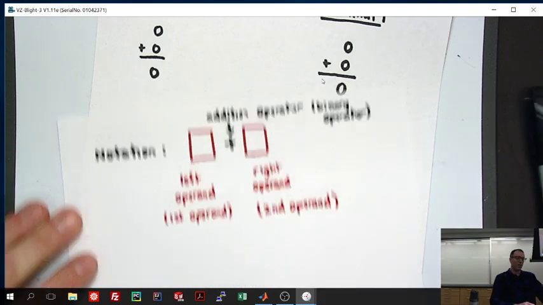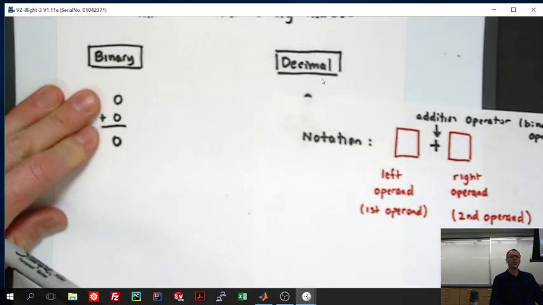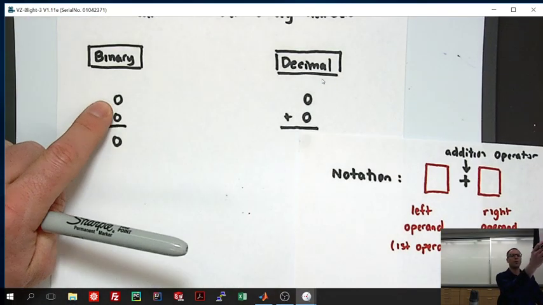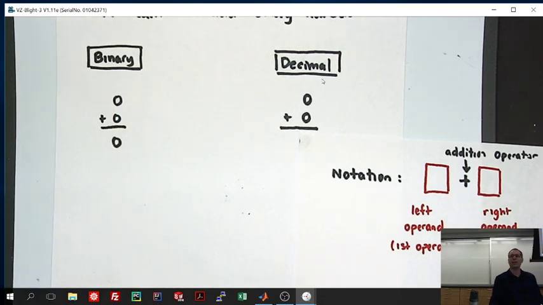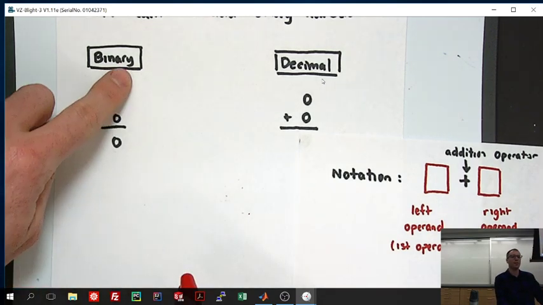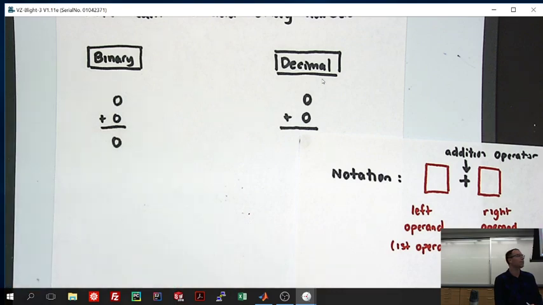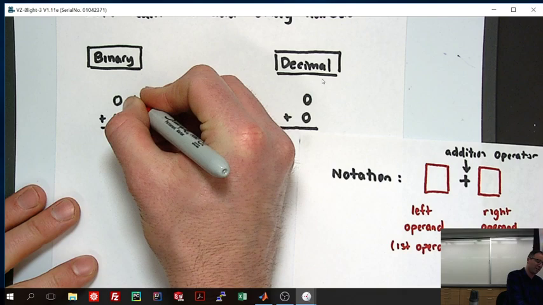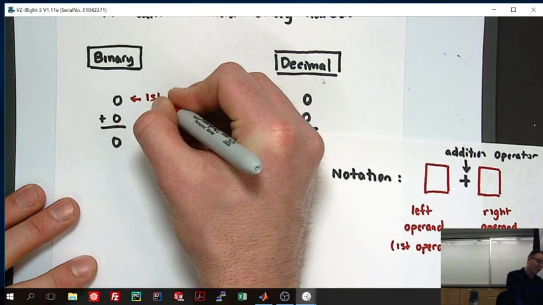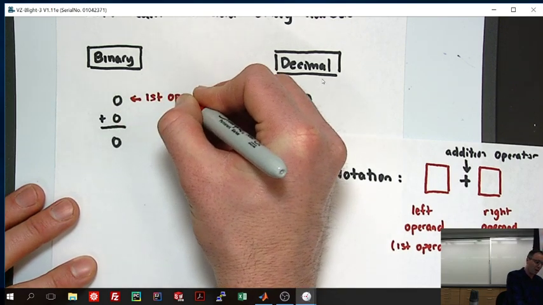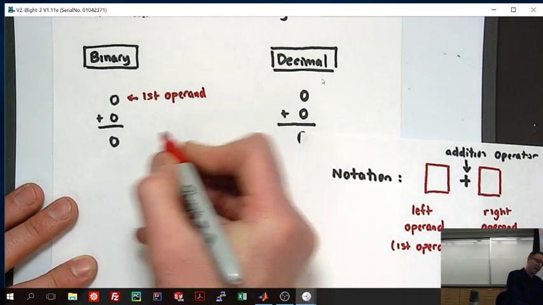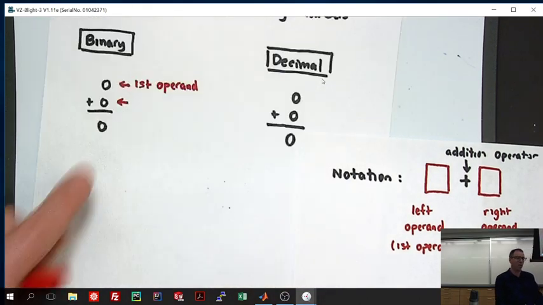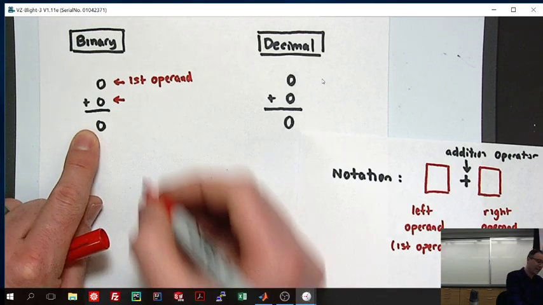Okay. So the question that I have for you is, which of these would you like to be our first operand, and which of them would you like to be our second operand? Do you want the one on top to be the first or the second? First? Okay, so I'm going to go with John because I heard his voice first. We'll call this the first operand. And then if we call that the first operand, we might call this thing the second operand.